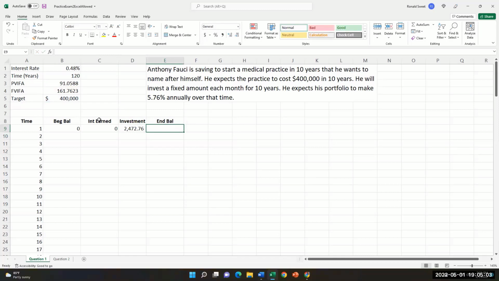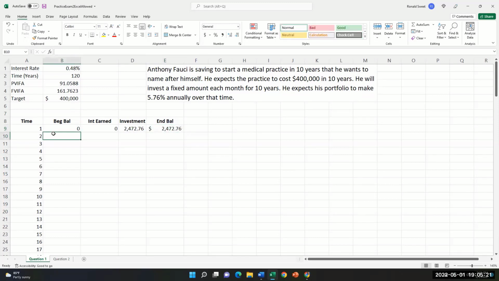And your ending balance, if it's a savings, a future value problem, you just sum across. If it's a borrowing where you have debt, it's beginning balance plus the interest expense minus your payment.